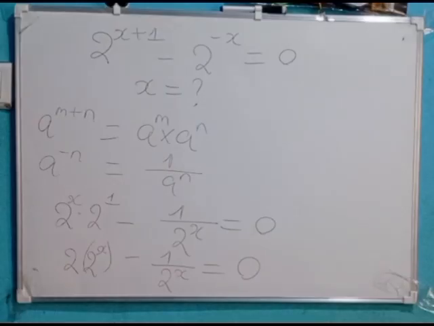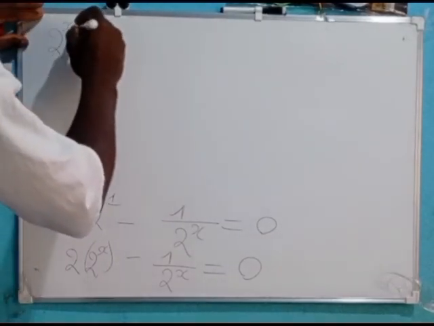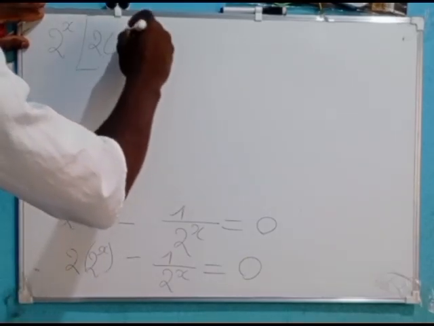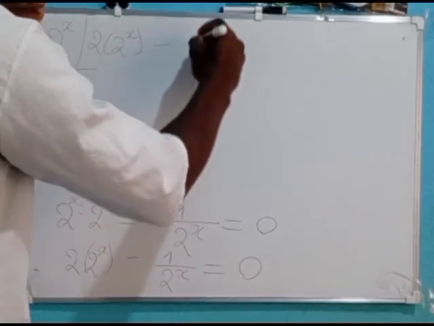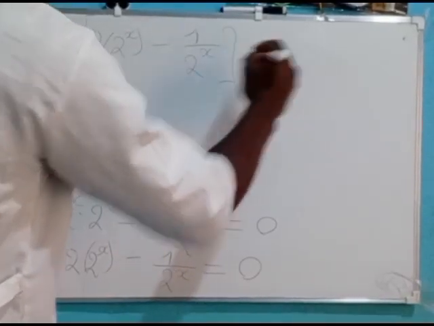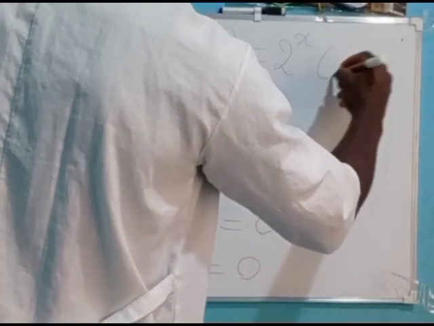Next, what we have to do is eliminate 2 raised to the power x at the denominator here. And for us to perform this elimination, we are going to multiply all through this equation by 2 raised to the power x. This will give us 2 raised to the power x times 2 times 2 raised to the power x minus 1 over 2 raised to the power x is equal to 2 raised to the power x times 0.